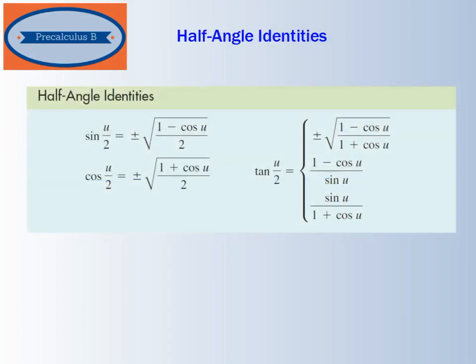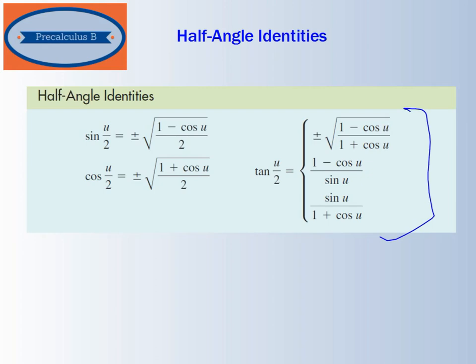We are also able to determine some half angle identities. The sine of u divided by 2 is equal to plus or minus the square root of 1 minus cos u divided by 2. Cosine of u over 2 is equal to plus or minus the square root of 1 plus cosine u over 2. And for tangent u over 2, we have 3 different formulas that are all valid.